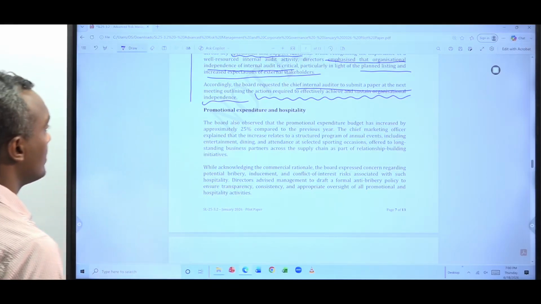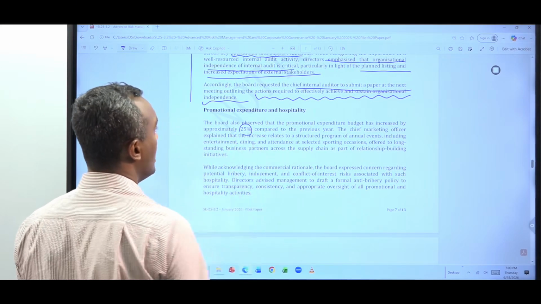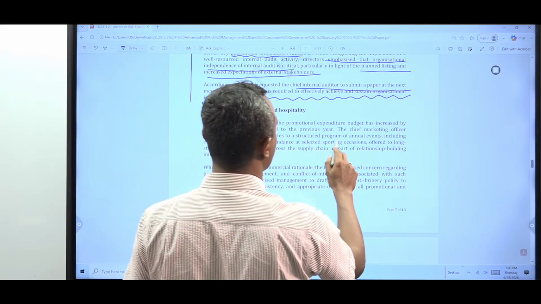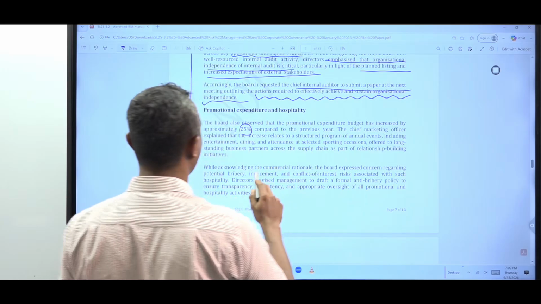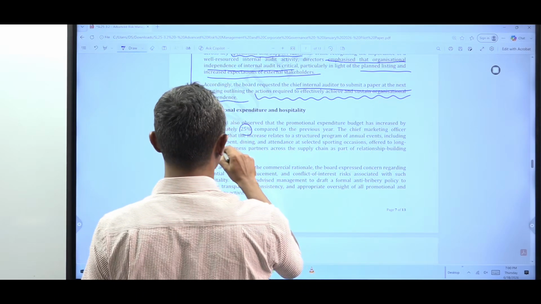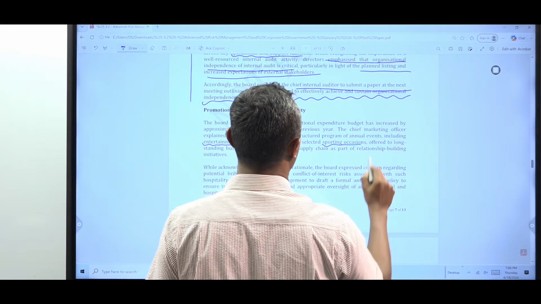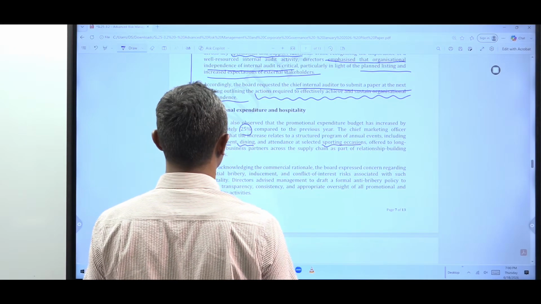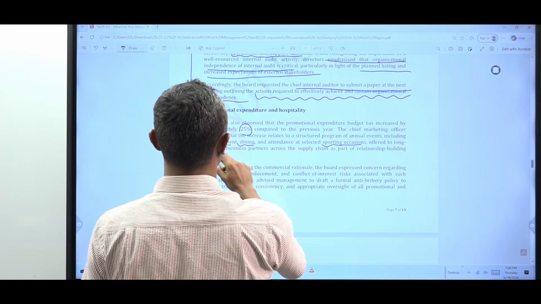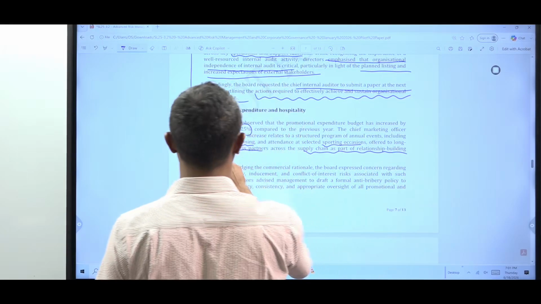The board also observed that the promotional expenditure budget has increased by approximately 25% compared to the previous year. The Chief Marketing Officer explained that the increase relates to a structured program of annual events, including entertainment. These are the events. Entertainment, dining, sporting occasions attending, offered to long-standing business partners, right? Now, this is offered to long-standing business partners across the supply chain as a part of a relationship building initiative.